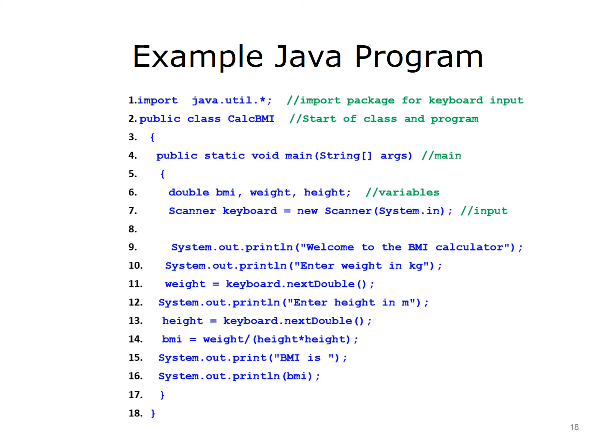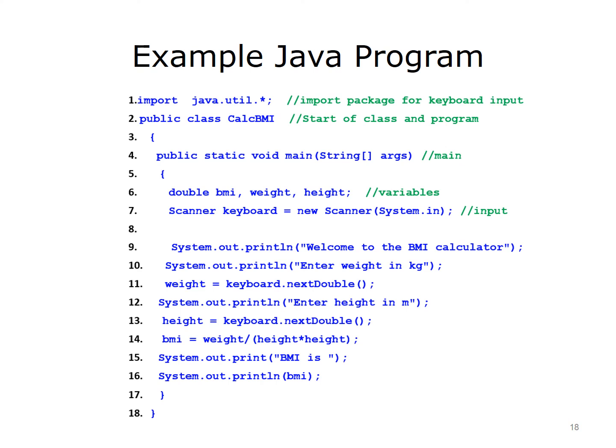12. The program repeats the process for the height and outputs a prompt to the user to enter the height in meters. 13. The nextDouble method in the keyboard object is used to read in the value that the user entered and then assign it to the variable height. 14. Now the program is ready to calculate the BMI, assigning the variable BMI to the value weight divided by height times height. 15. Then the program outputs the label "BMI is" without a line return. 16. Finally, the program outputs the value of the BMI variable.